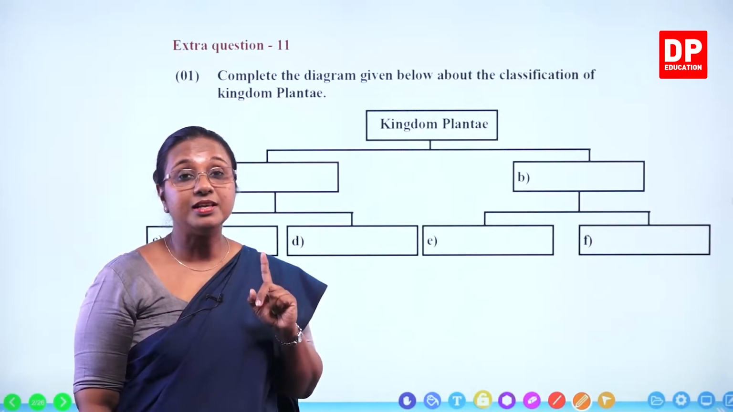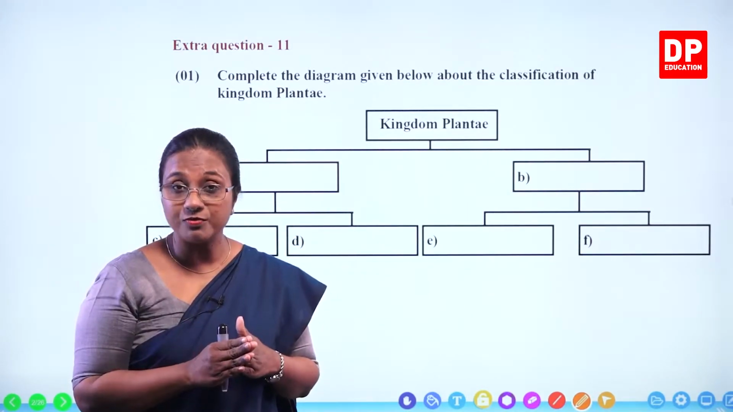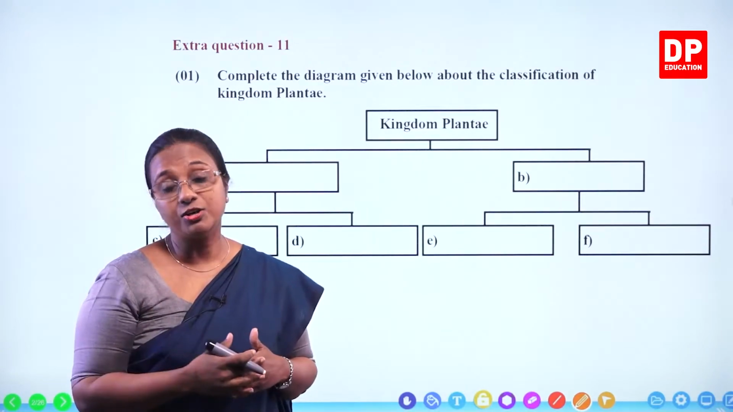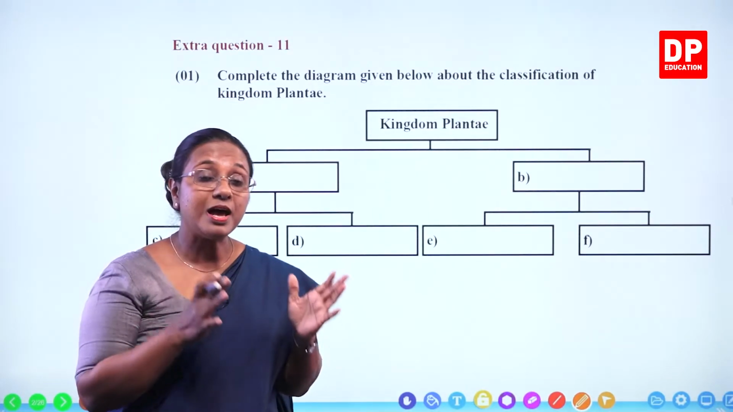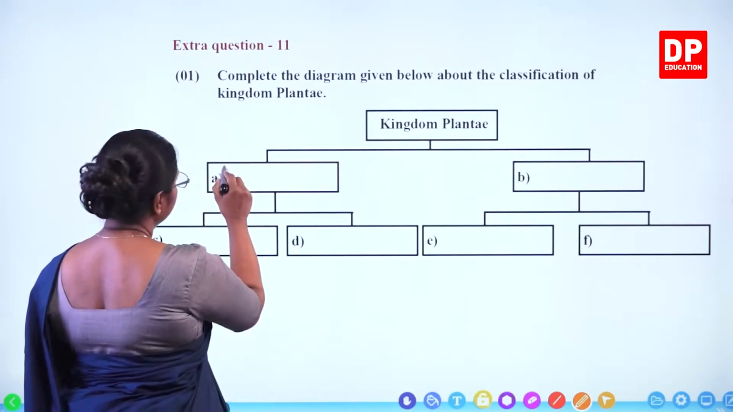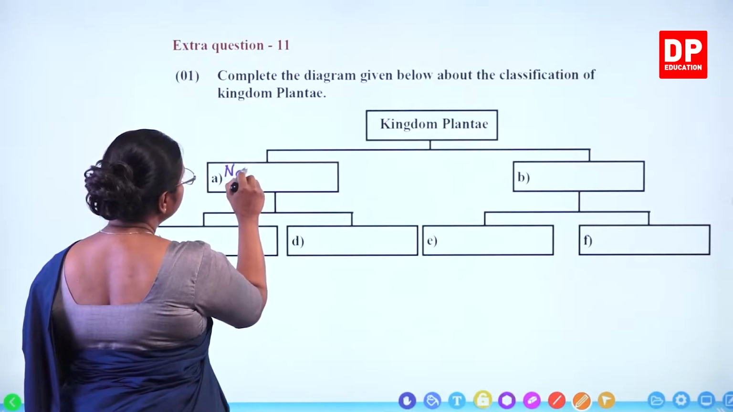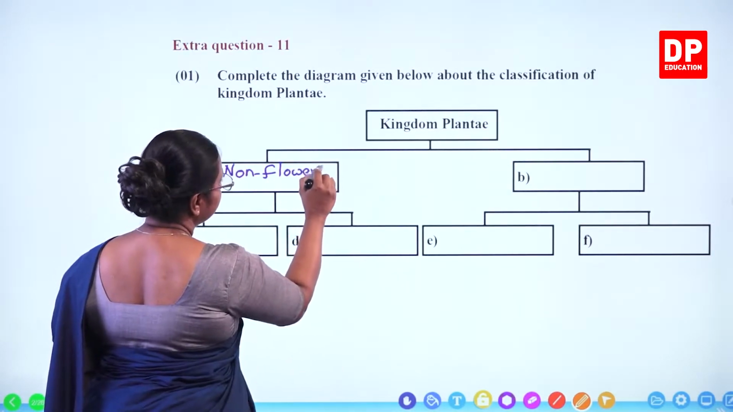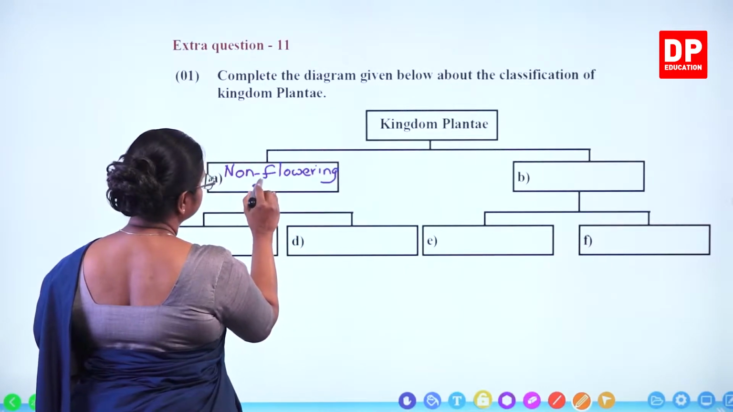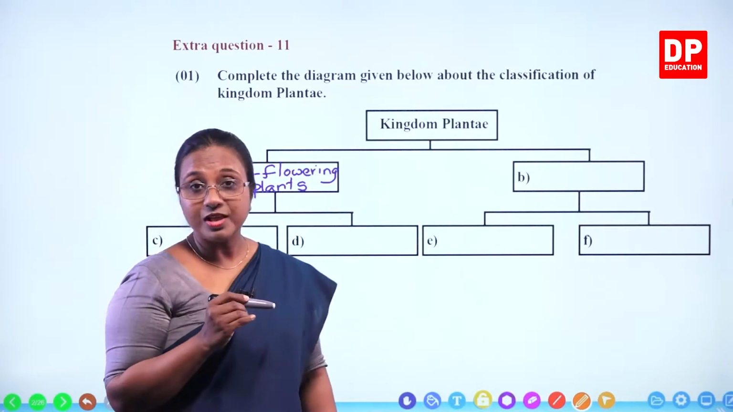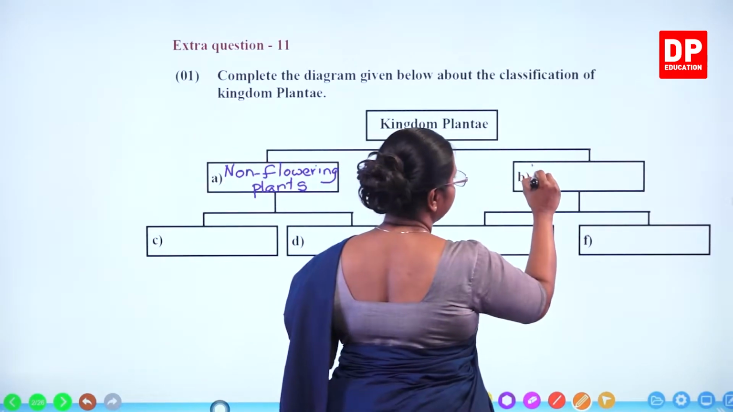And we classify them into two main groups based on what? Based on whether they can produce flowers or cannot produce flowers. So the plants that do not produce flowers, those are the non-flowering plants. So here we will have non-flowering plants. Flowering plants. And the plants that produce flowers, those are the flowering plants.